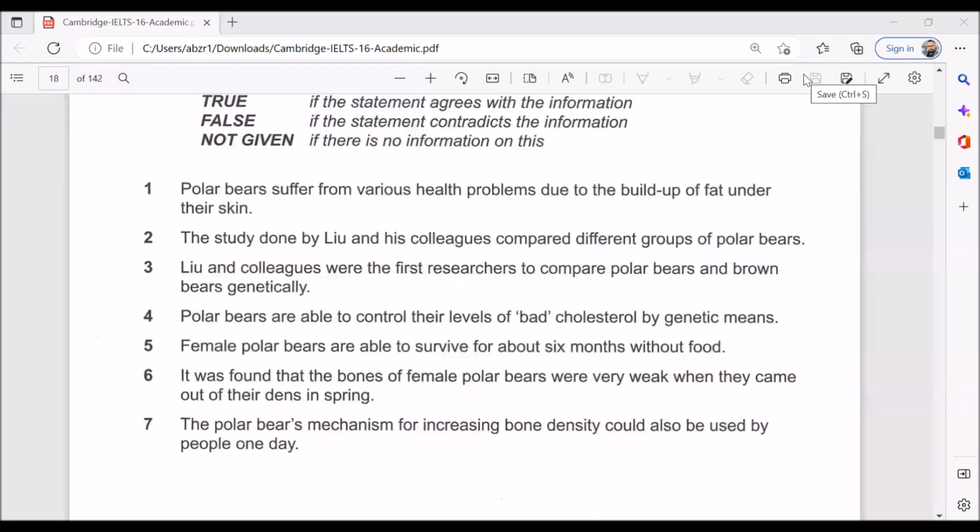All right, let's move on to question number 2. The study done by Liu and his colleagues compared different groups of polar bears. Did they compare different groups of polar bear? This is the question. Okay, now let's look for the same information. And his colleagues compared the different groups.